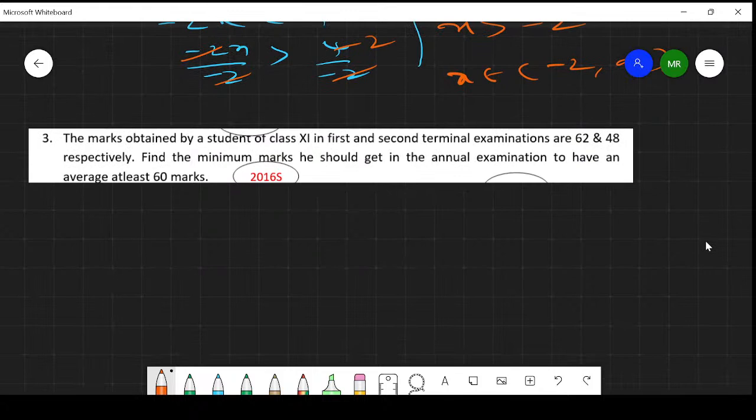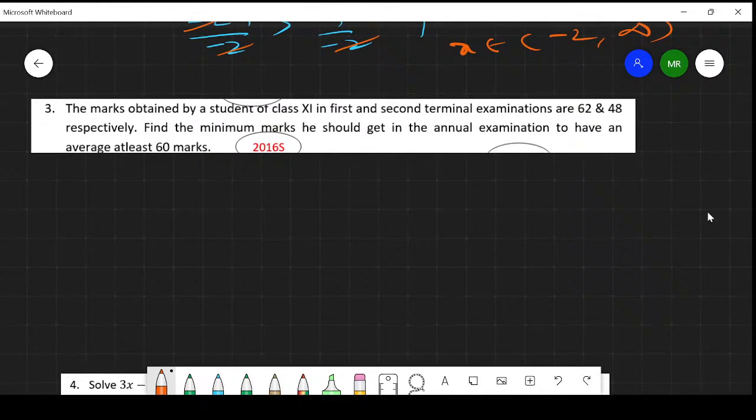The marks obtained by a student of class 11 in the first and second terminal examinations are 62 and 48 respectively. Find the minimum marks he should get in the annual examination to have an average of at least 60 marks. So you can think of average at least 60 marks.